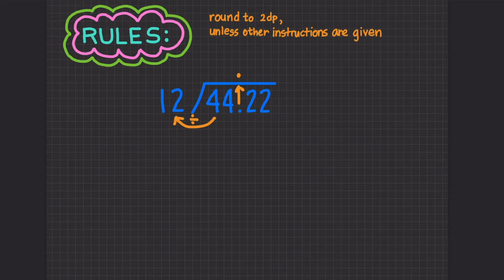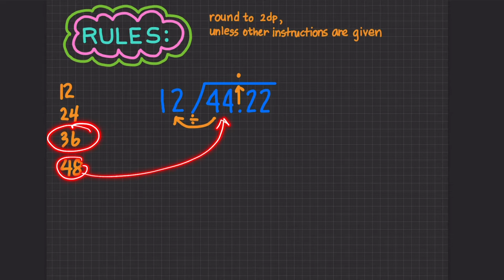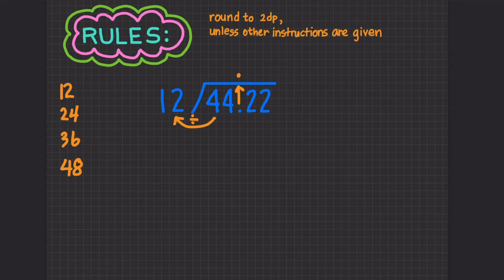So let's look at the times table of 12. We have 12 times 1 is 12. 12 times 2 is 24. 12 times 3 is 36. 12 times 4 is 48. So we need to use 36 because 48 is greater than 44. Cannot be. So we need to use this. So that means there are 3 12s in 44.